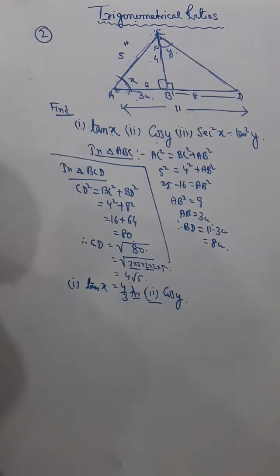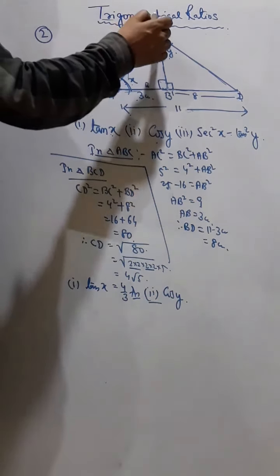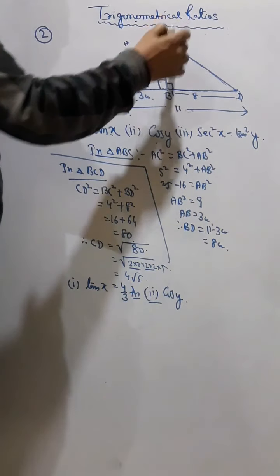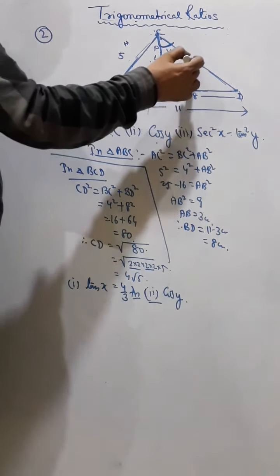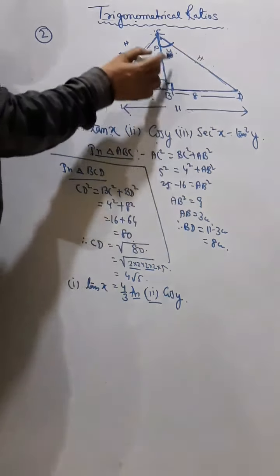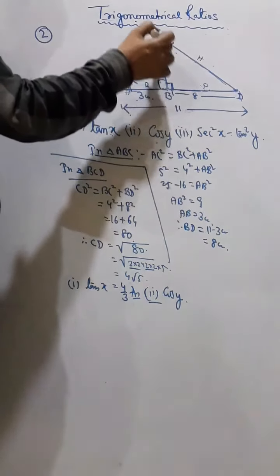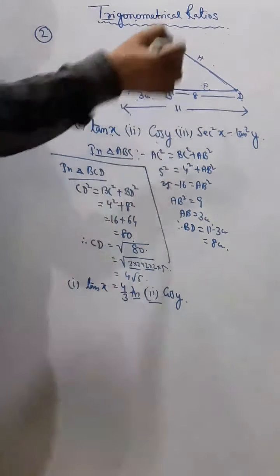Cos y. So again, I told you y means you should look in this triangle. So this is y. Again, this is 90. Opposite to 90, this is hypotenuse. Opposite to y, this is perpendicular. Now this is hypotenuse, this is perpendicular. That means this side is base.